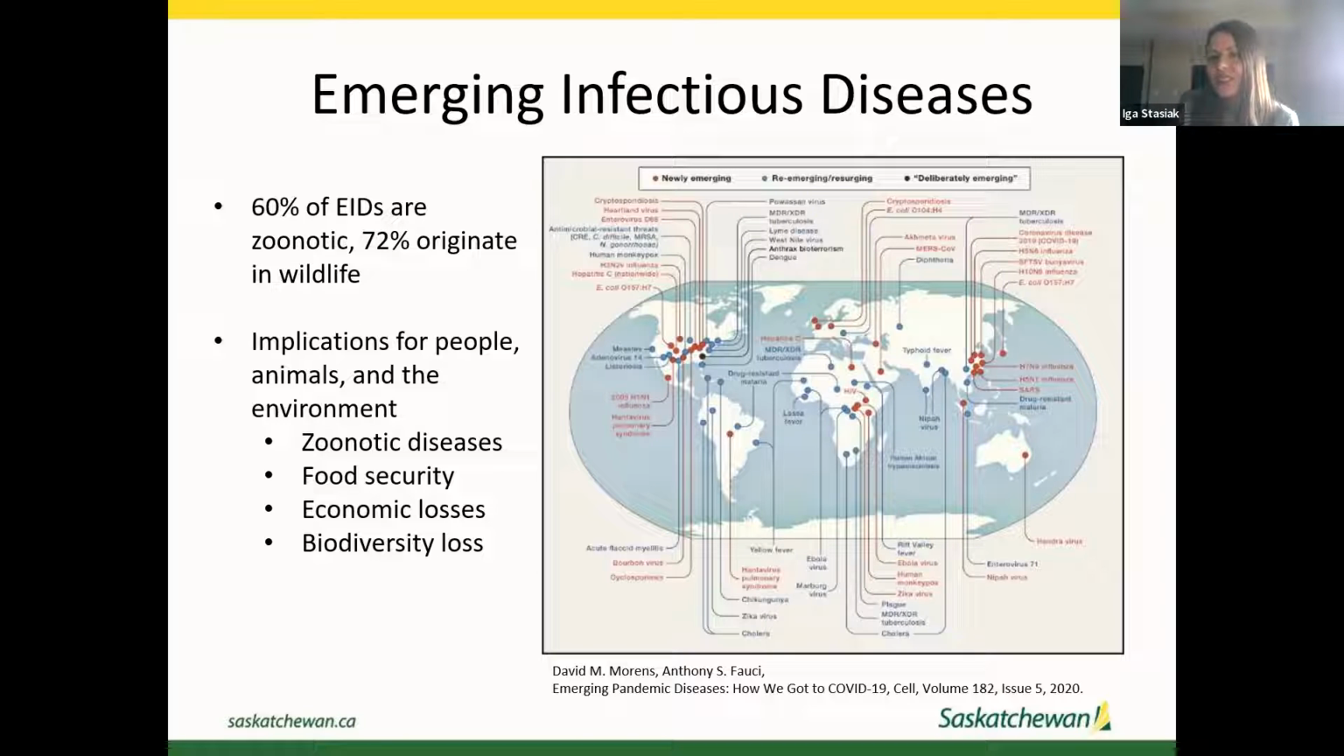What are the drivers for this emergence? It's things like globalization, so globalized trade, the movement of animals and animal products across the globe. We're seeing intensified agriculture in certain areas of the world, live animal markets. We see encroachment on wildlife habitat, or increased contact between livestock, domestic animals, and humans. And all of these factors or determinants have resulted in this emergence of infectious disease which we're seeing.